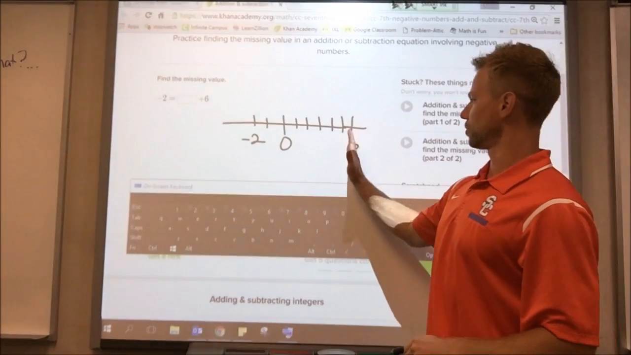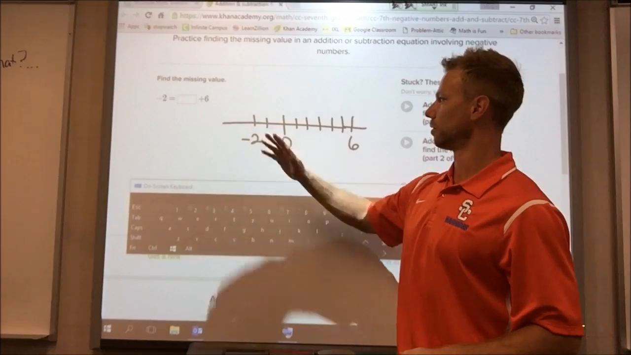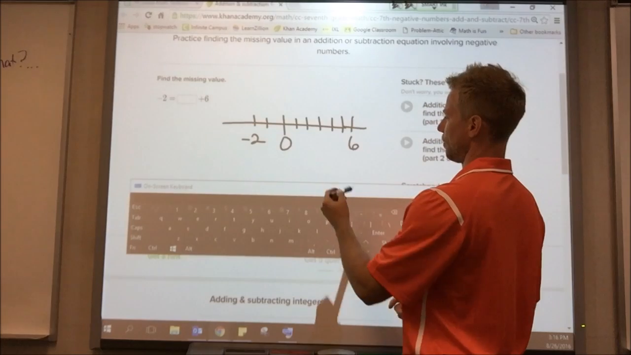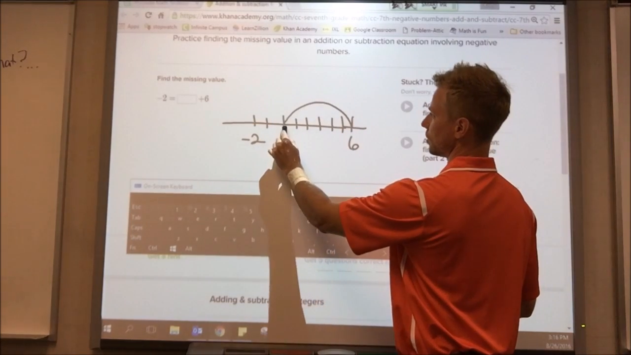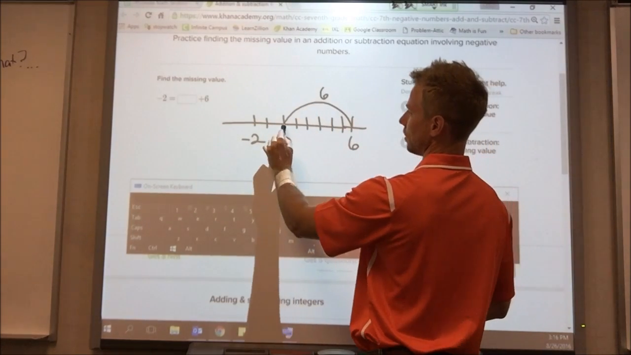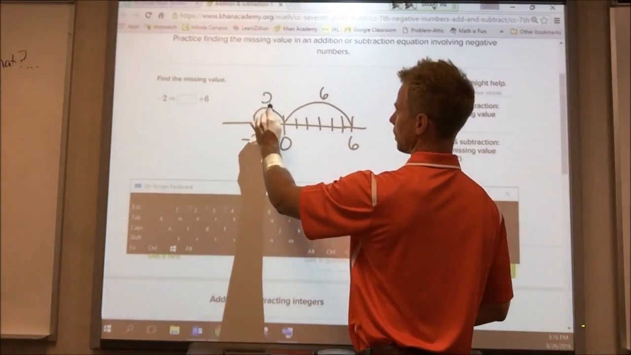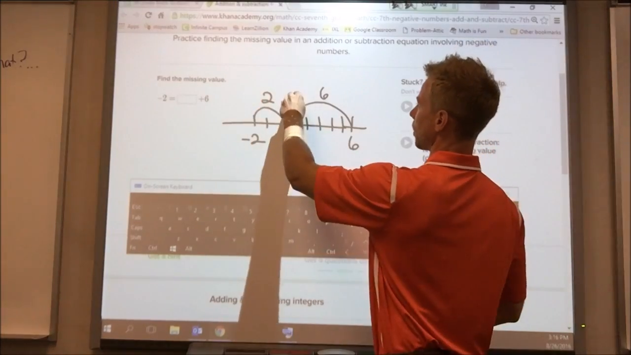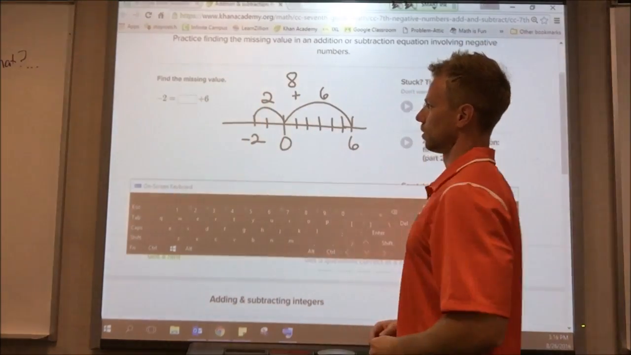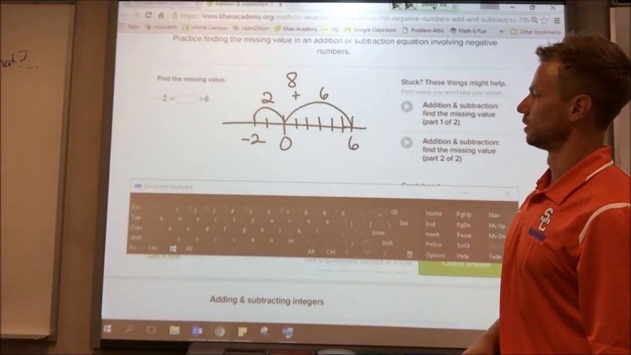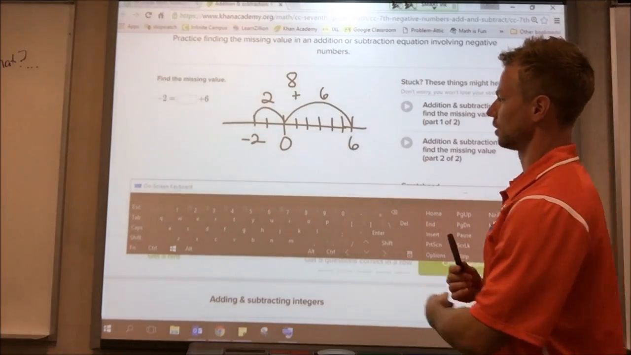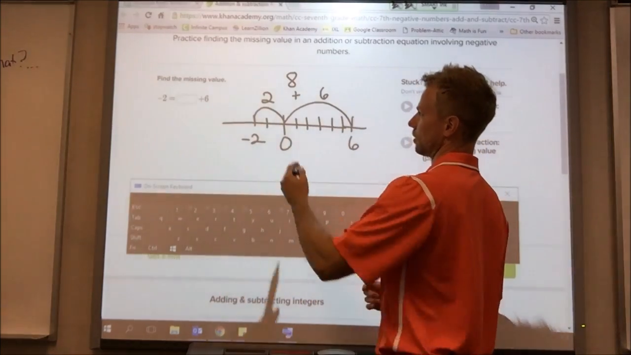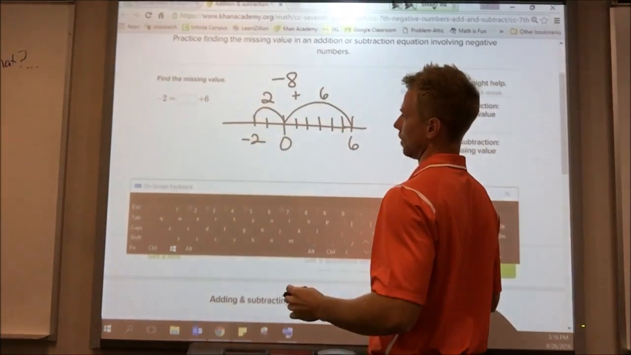So, if I go from 6 to -2, I'm going to the left, how many? Well, from 6 to 0 is 6. From 0 to -2 is 2. So I went 6, and then I went 2 more, which is a total of 8. And I went 8 to the left. To the left is in the negative direction, so that would be a -8.